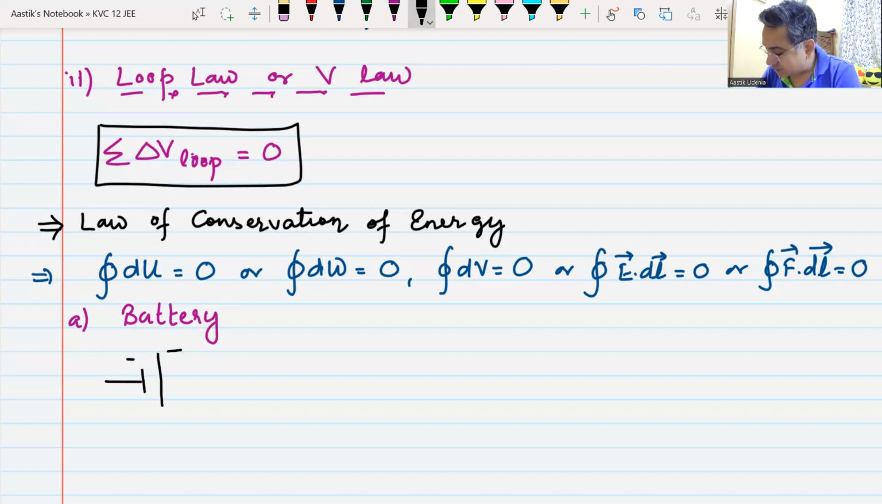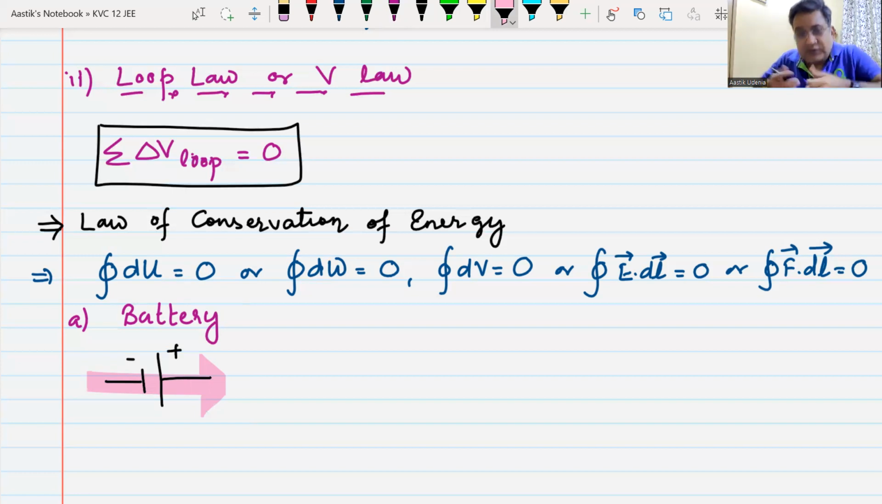For example, this is a battery and you will move across this battery, and let us say you will move across like this. When you move across like this, you are moving from the negative terminal to the positive terminal. That means you are going from a point of lower potential to a point of higher potential. Do we understand this? You're going from lower potential to higher potential. That means your potential is increasing.